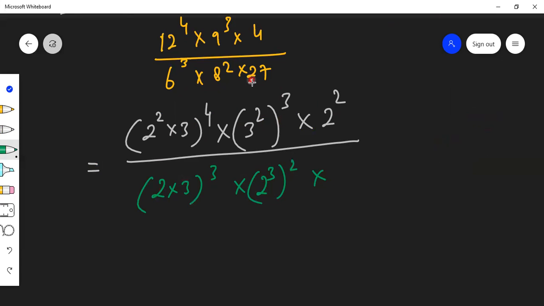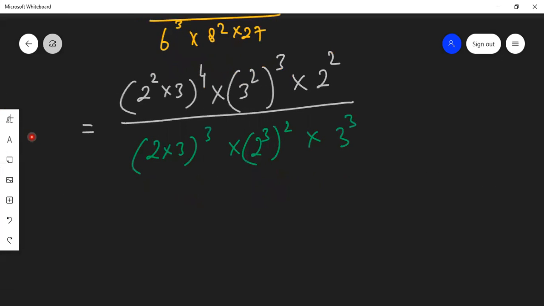And finally 27, we know the prime factorization of 27. If you don't know, you can factorize and find it. But we know 3 into 3 into 3 is 27, so it's 3 to power 3. So this is simple prime factorization. Now we will use the law of exponent to expand it further.